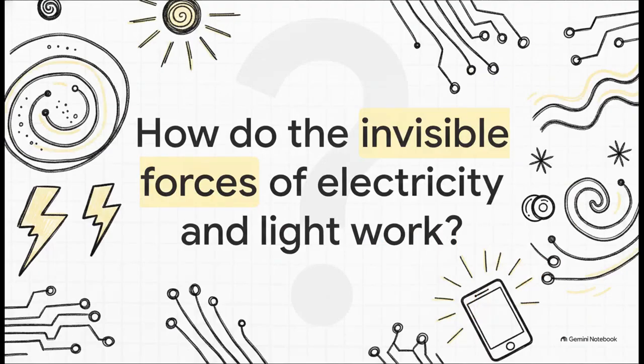Before we jump into all the formulas, the constants, and the complex circuit diagrams, we really need to pause and ask ourselves a pretty fundamental question. How do these two profound, completely invisible forces, electricity and light, secretly dictate practically every single aspect of our modern lives? From the device you're literally watching this on, right down to the heat we feel from the sun, it is all governed by these unseen rules.